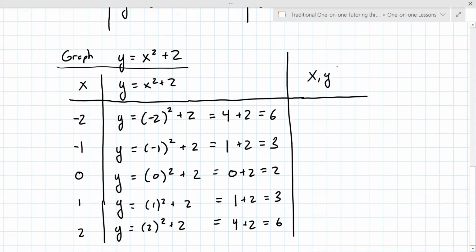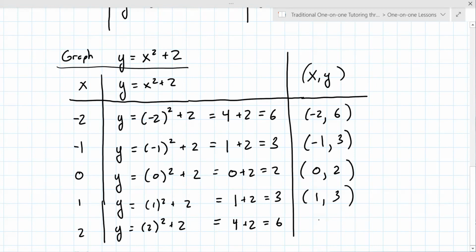X comma Y. X is -2 and Y is 6. See how we got that value? And then it's -1 comma 3. It's this last number here, -1 because of this X over here. The third one starts with 0, 0 comma 2. Then it's 1 comma 3 and 2 comma 6.